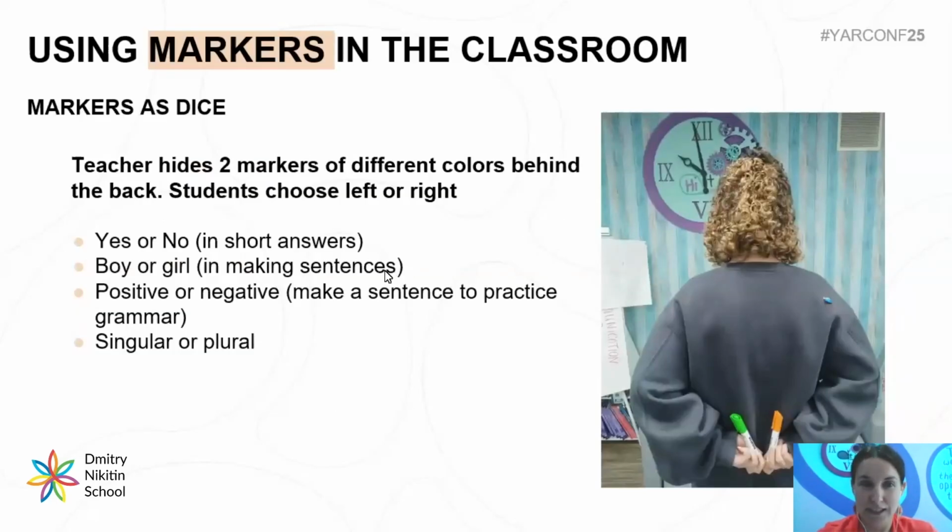Markers can be used as dice. The teacher can hide 2 different colors behind the back, like you can see in the picture. And students choose left or right, in this case, green and orange, which can be defined as yes or no in short answers, a boy or girl in making sentences, or positive or negative when you make a sentence to practice grammar, singular or plural.